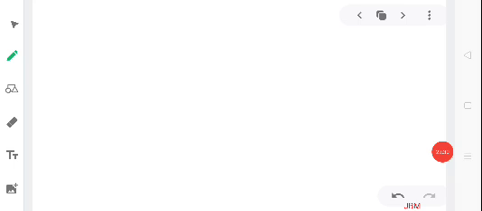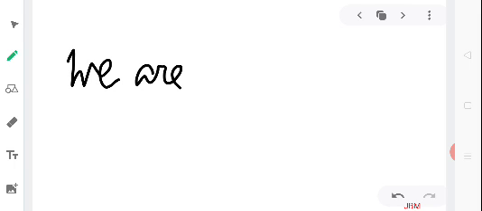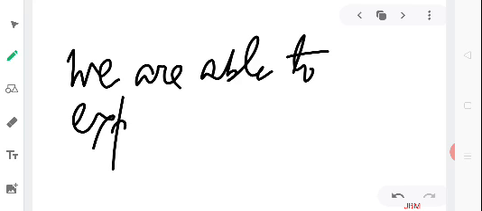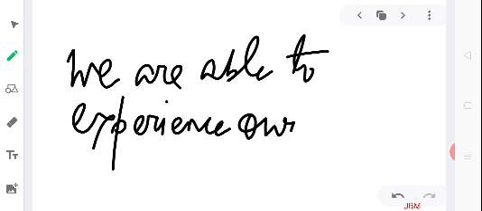So what are the applications? What is the importance of the universal law of gravitation? With the help of the universal law of gravitation, we are able to explain how we are able to experience our weight.